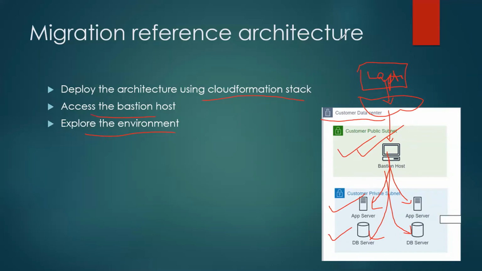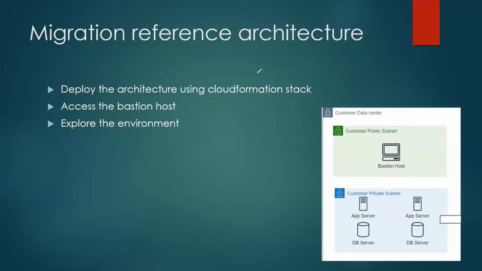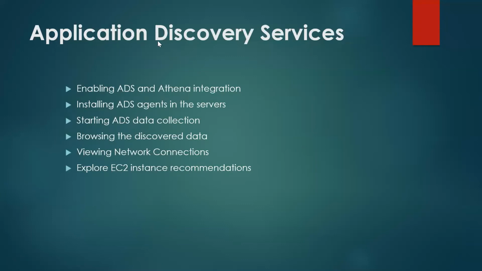First, I'm giving you a high level of what will be discussed in this series of videos. I hope you understand the current environment and the architecture that I'm discussing. Moving forward, as I discussed before, we will use Application Discovery Service. We will install the agents on the servers and enable ADS and Athena integration, so that all the data collected using ADS can be analyzed in Athena. Then we will install the ADS agents on the servers and start collecting the data, and then browse the discovered data, the network connections, and the dependencies.